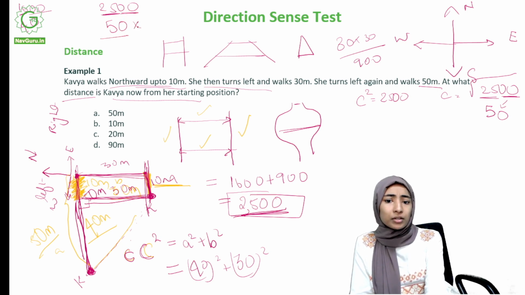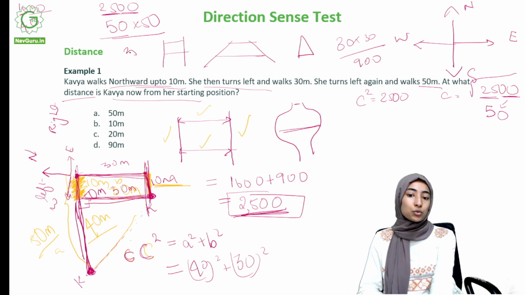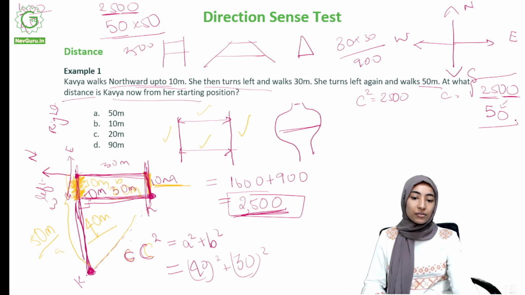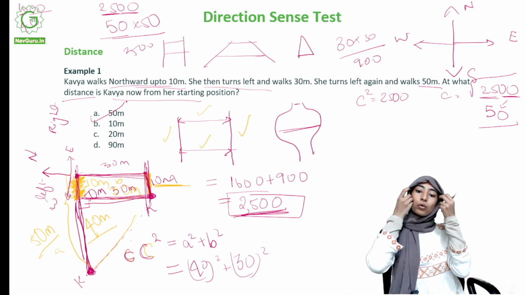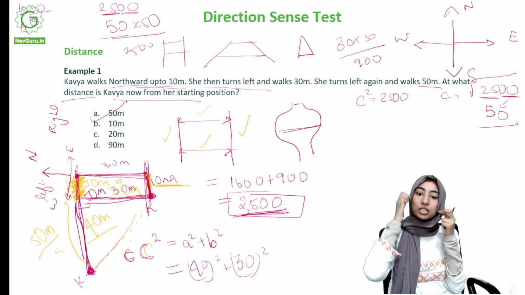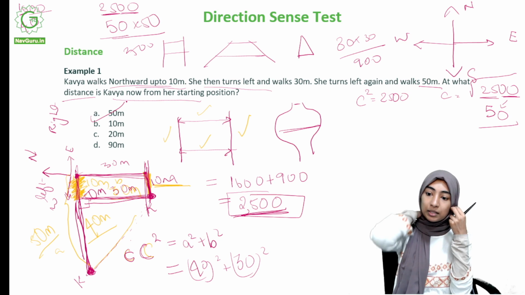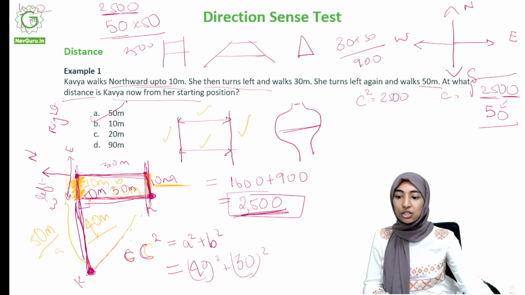If you don't believe me, you can try multiplying. 50 into 50 is 2500. So anyway, the answer is 50 here. You've gotten the answer, okay? So at what distance is Kavya now from her starting position? She is at 50 meters. 50 meters is her distance from her starting position, okay?